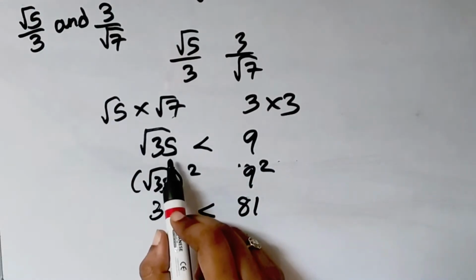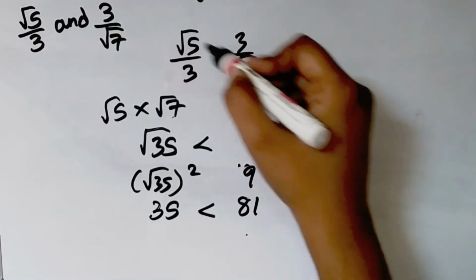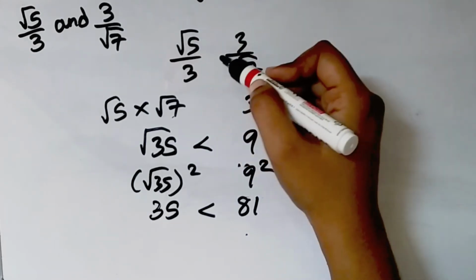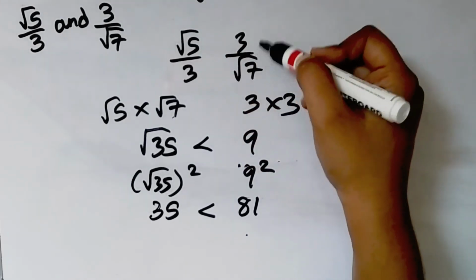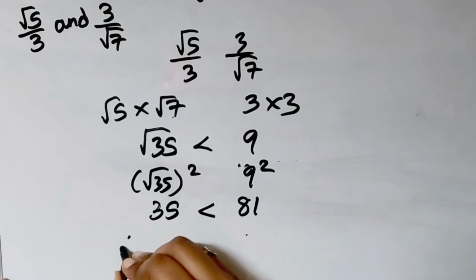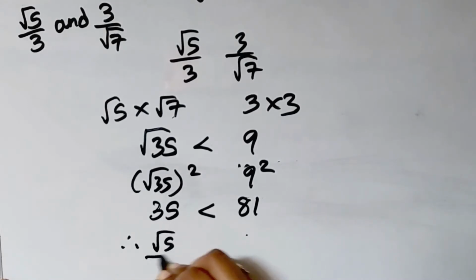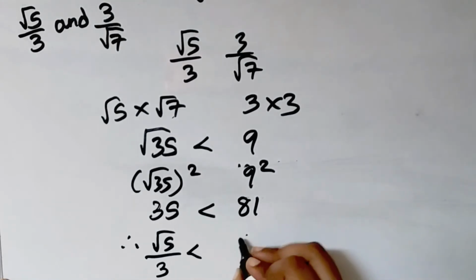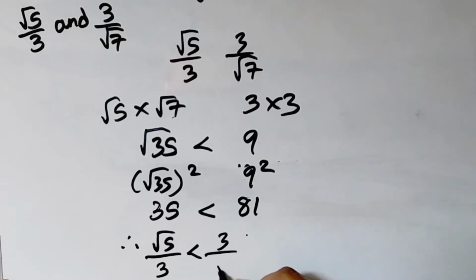Square root of 35, how did you get it? Root 5 into root 7. So this ratio is less than this. Therefore, root 5 upon 3 is less than 3 upon root 7. Understood how you have to do this? Okay.